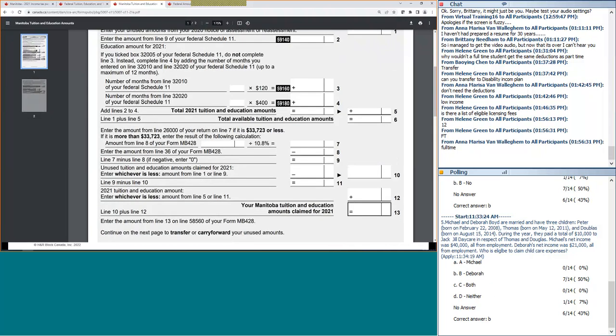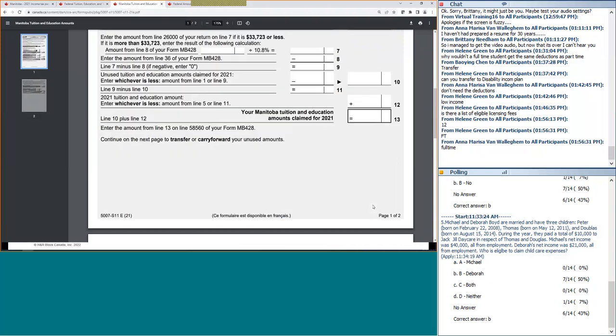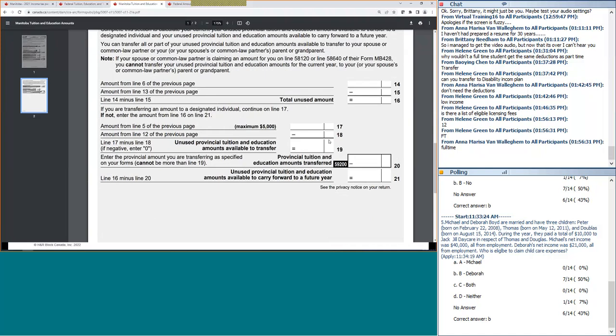You're going to add that in, calculate how much you need, use up what you need to use for this year. Anything else can be carried forward. And then again, if you want to, and you didn't need to use it from this year, so we have to see what's left over from our contributions from this year, you can transfer up to $5,000 provincially as well.